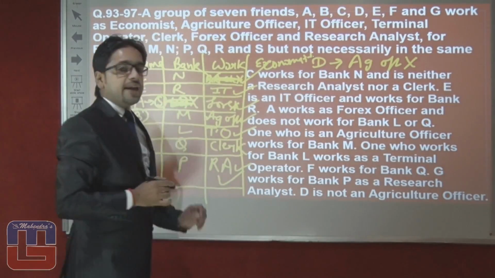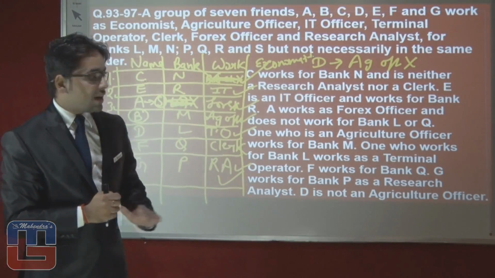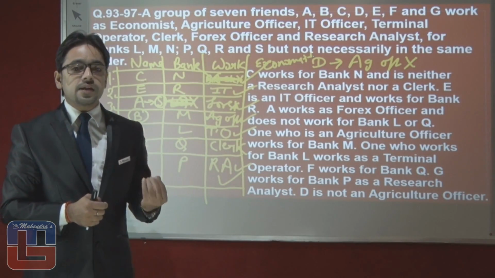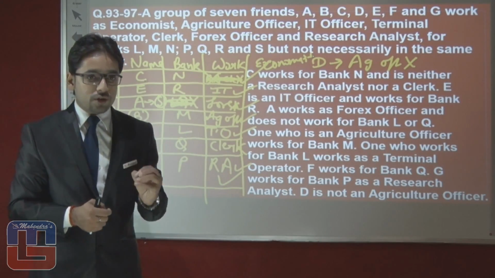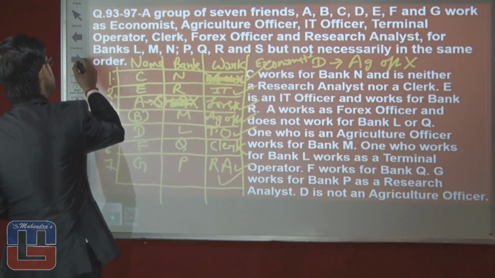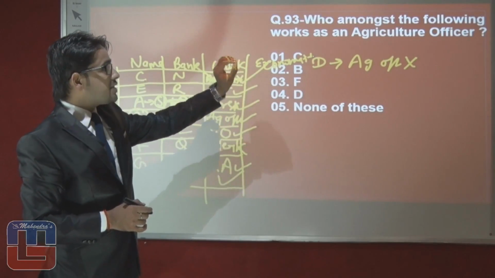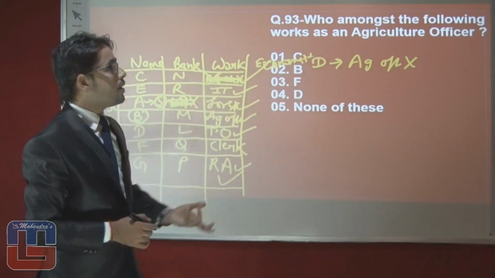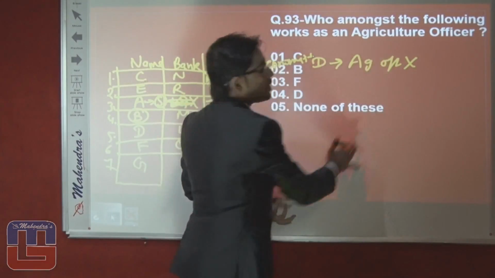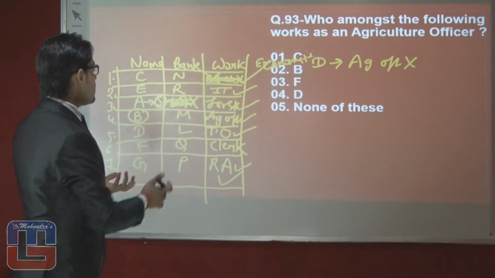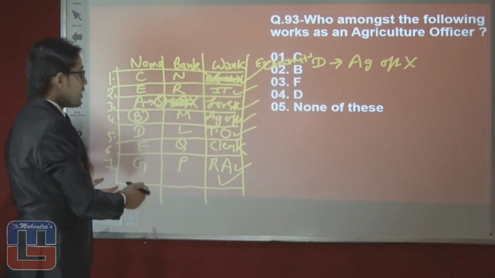Now we can easily solve this type of question. With the help of this diagram, we can easily conclude all the answers to your questions. Let's see what the examiner wants to know. In the first question, the examiner wants to know just a simple thing: who is an agriculture officer? So it's not a case of any problem. You can easily answer who is an agriculture officer with the help of this diagram.